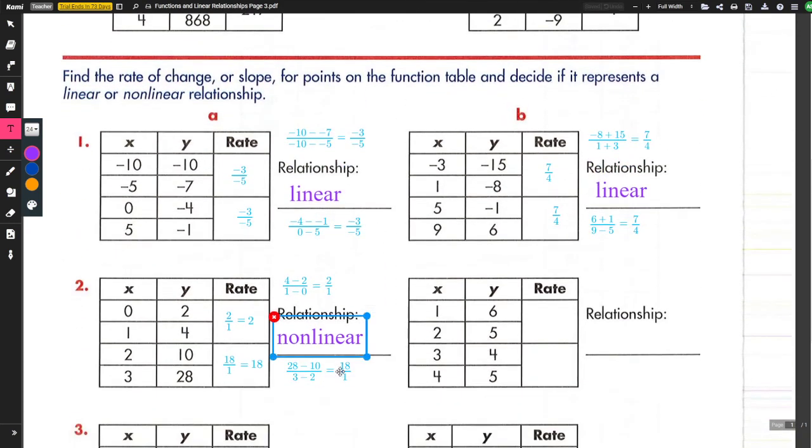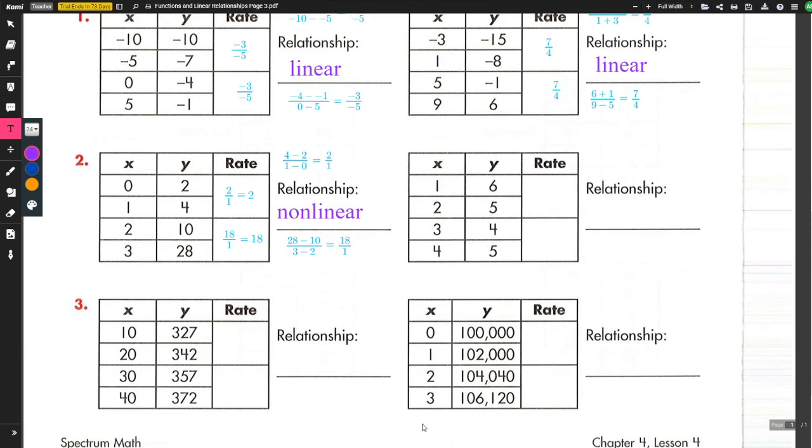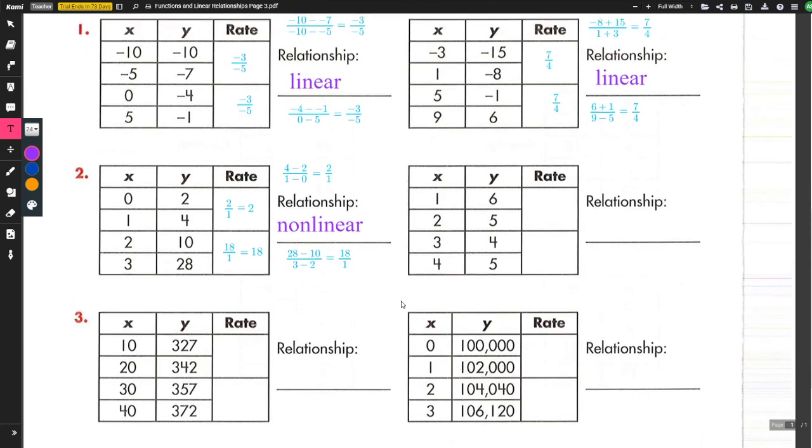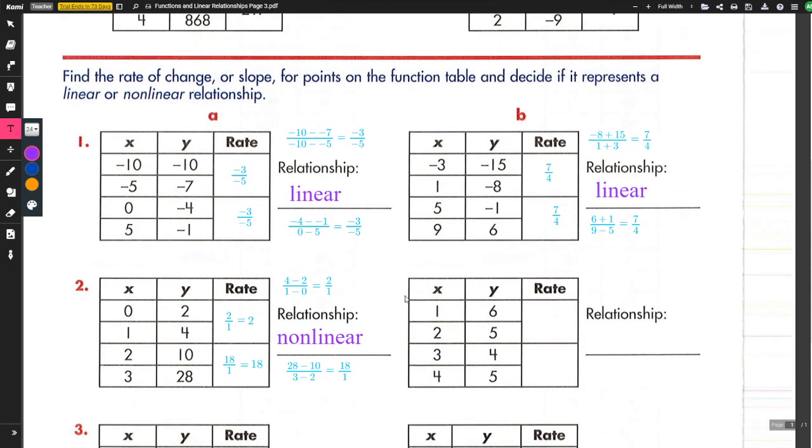Remember copy and pasting the formula so you don't have to type it over and over again, and then just replace what you need.